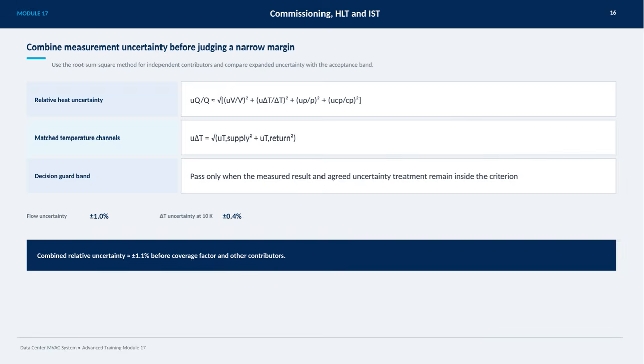In this example, the flow uncertainty is plus or minus 1%. Delta T uncertainty at 10 Kelvin is about 0.4%, and when combined, the total relative uncertainty comes to approximately 1.1% before factoring in coverage and other minor contributors. This thorough approach ensures we make reliable judgments even when margins are tight.